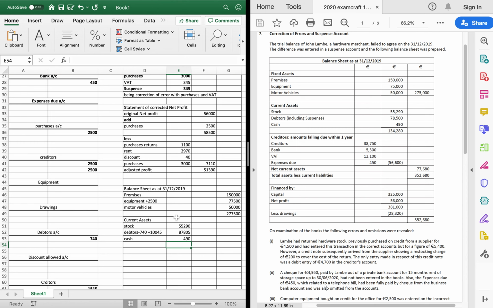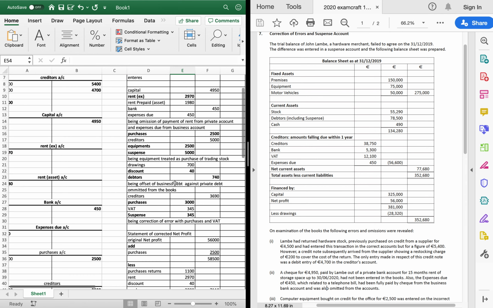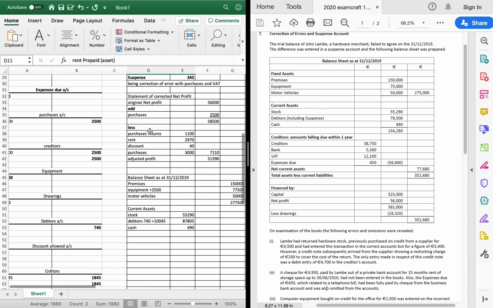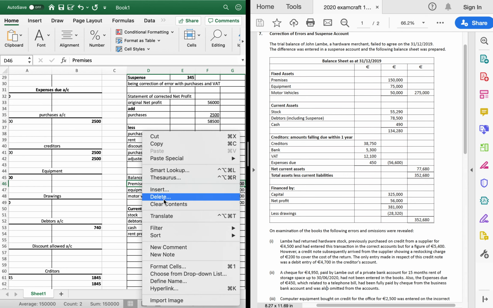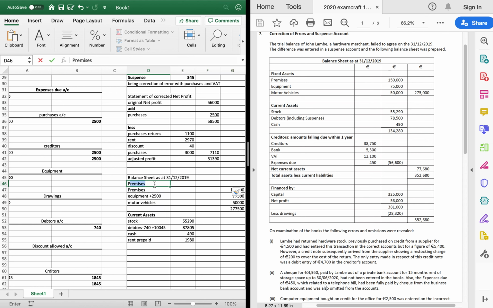Now there is one to be aware of as an asset, and I marked it as an asset in the journal. We've got this rent prepaid of 1980. So that rent prepaid has to go into your assets. Always leave a space when you finish your assets and your liabilities, just in case you leave out something like that. So you've got room to fix that mistake if it comes to it.